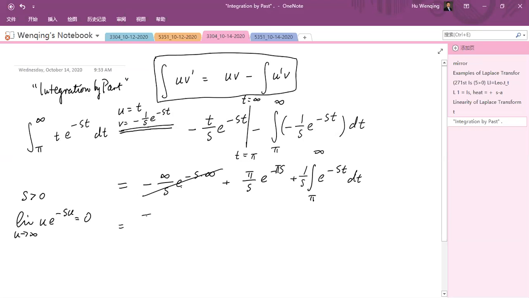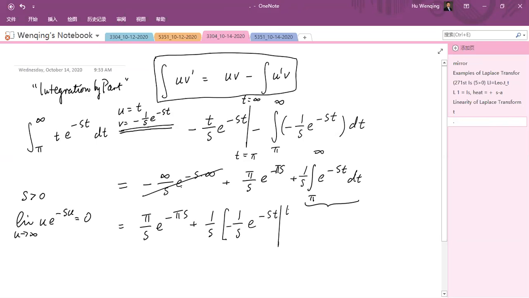So you get some very nice results. It's just pi multiplied by e power minus s pi over s, plus 1 over s times the remaining integral. But this integral is very easy to calculate. It is just going to be equal to 1 over s, e power minus s t. You have a minus sign here, and you're going to set t equal to infinity and t equal to pi, and calculate this one. Is that good for everybody?